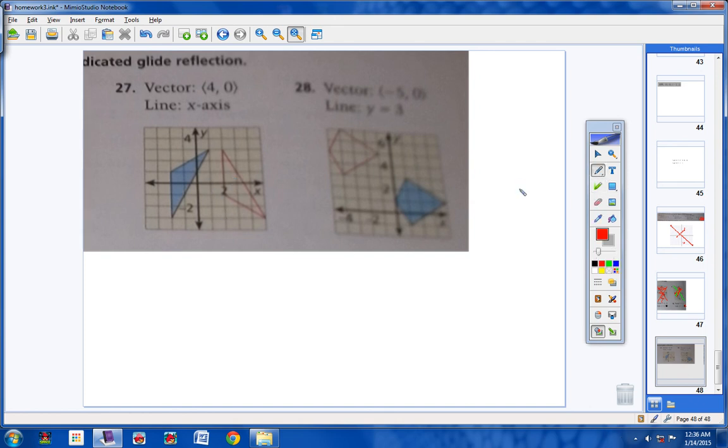Alright, lastly, take this blue figure. We're going to move it -5, 0. So 1, 2, 3, 4, 5. 1, 2, 3, 4, 5.